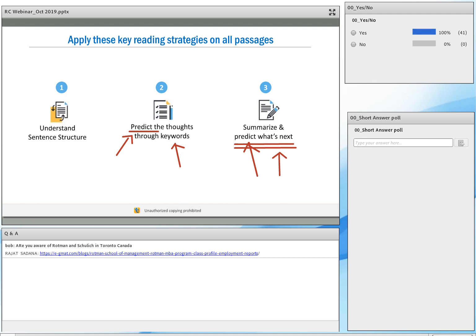But you're absolutely right, this may not be along the lines of what the author is saying, which is absolutely fine. Think about this prediction as just one of the ways for you to remain immersed in the passage. Okay, all right.